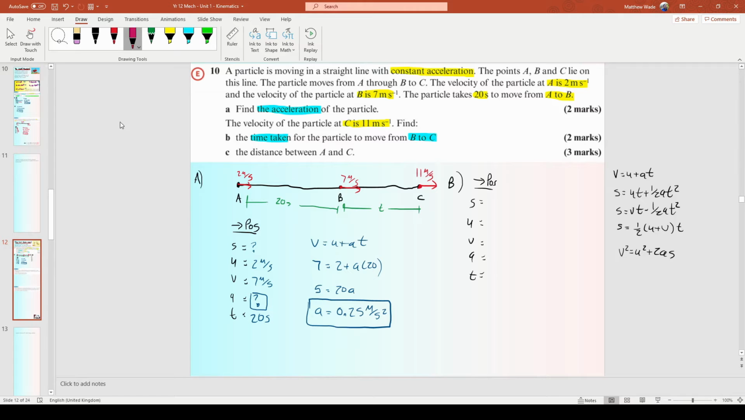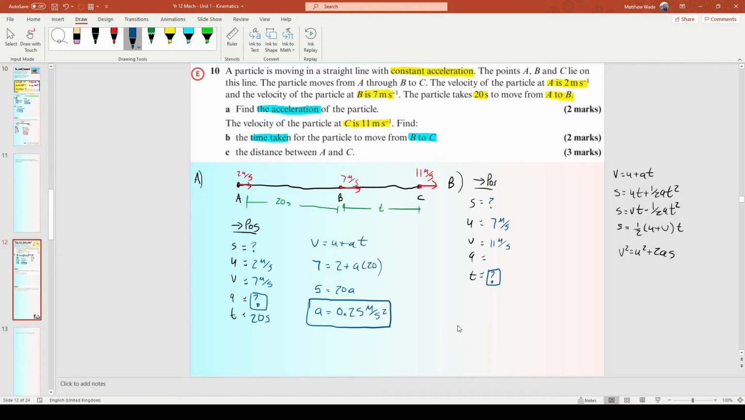So to start with, what do we know? Do we know S? Do we know the distance? Well, no. We don't know the distance. Do we know U, the initial speed? Yeah, this time it's the 7, because we're going from B to C this time. Do we know V, the final speed? Yeah, 11. Do we know acceleration? Maybe. And do we know time? No, that's what we want.